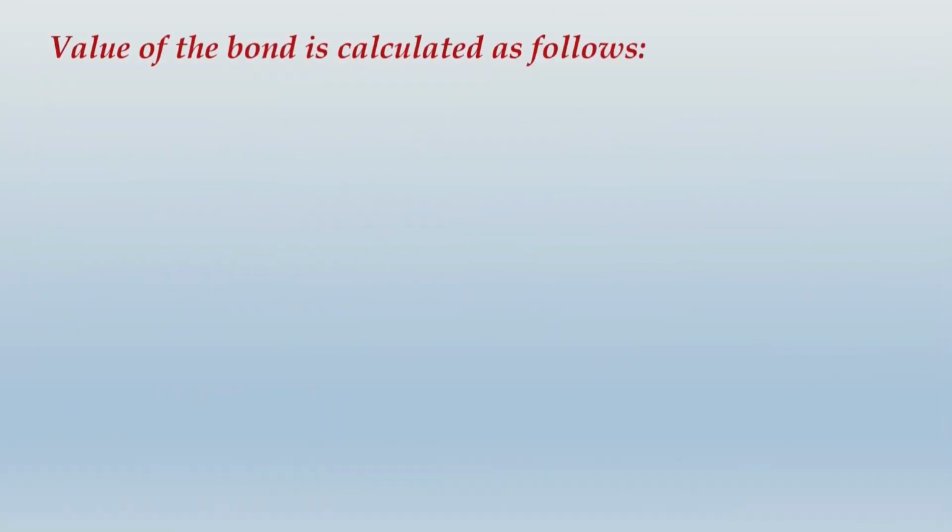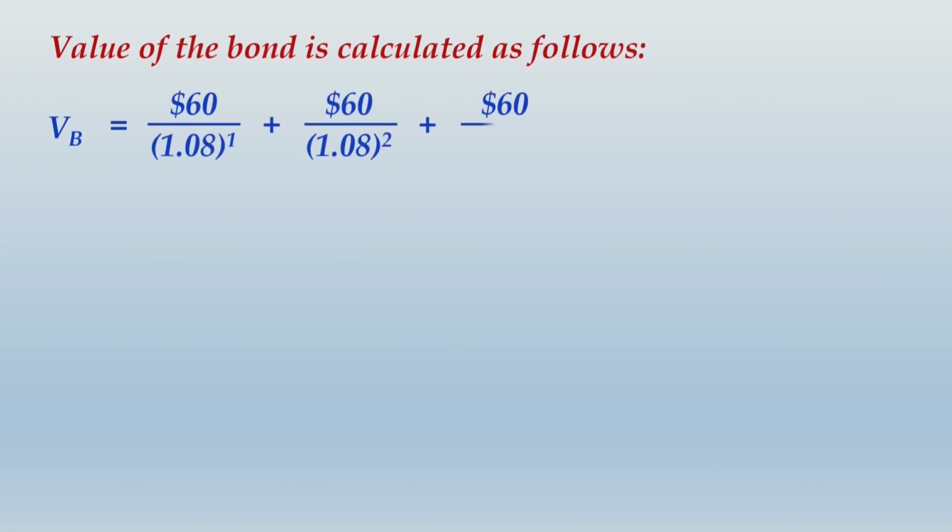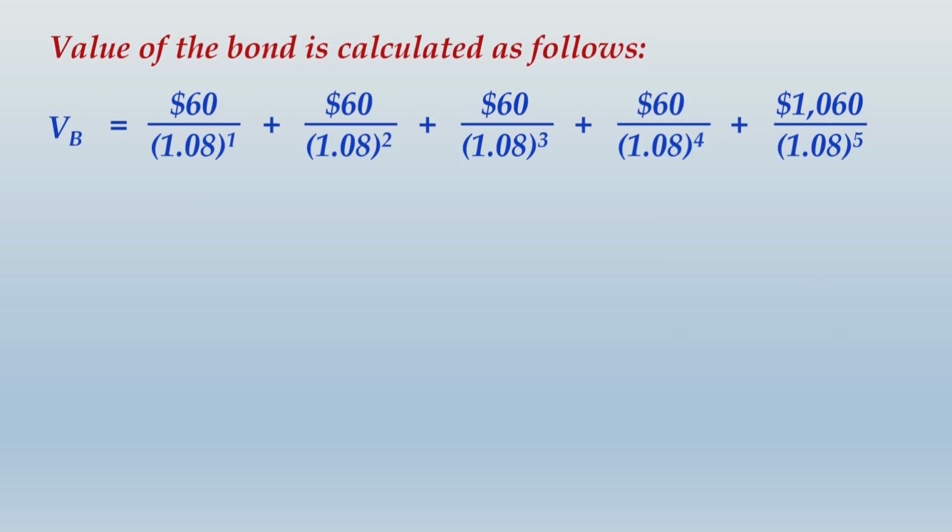Value of the bond is calculated as follows. So you know this, the discounting rate is 8%, coupon rate is 6%, par value is 1000. So the value of the bond will come to $920.15.